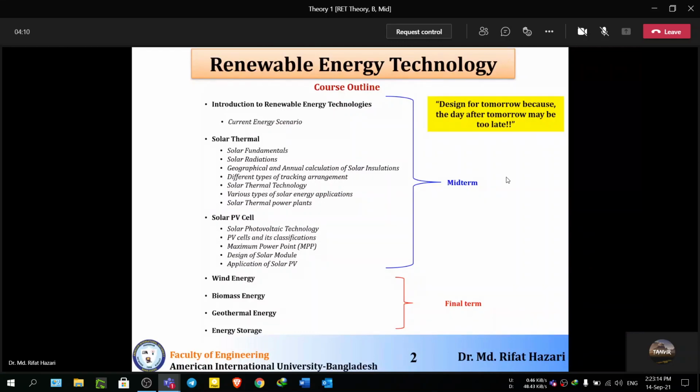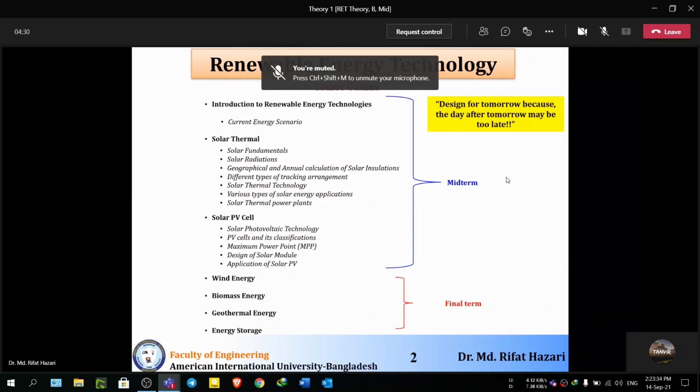So now you need the what? The backup system, right? And as a backup, maybe you need a battery, maybe you need a flywheel. So there are a lot of energy storage devices. Energy storage devices are a vital part of renewable energy sources nowadays. And we will learn about the different types of energy storage systems that we currently have. Is it clear to you? So we will explore a lot of things, but very briefly.